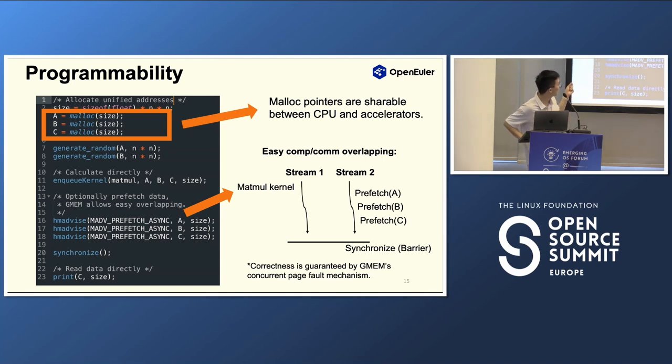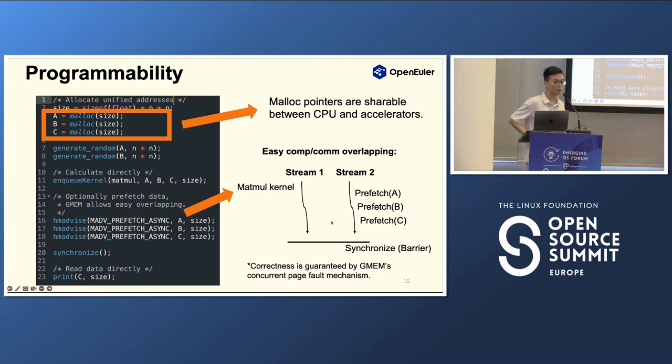So after that, the three memory prefetches will just run concurrently with the computation. Looking at the right diagram of the slide, GMEM presents an easy overlapping between the communication and the computation, because there are two streams. One stream is calculating the matrix multiplication. The other stream is prefetching the data. You don't need to worry about the order, like whether the data prefetching of A and B and C is executed before the matrix multiplication. You just don't need to worry about it.